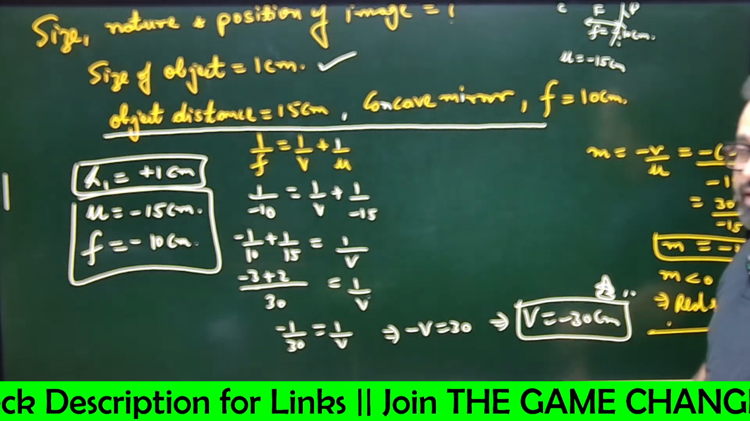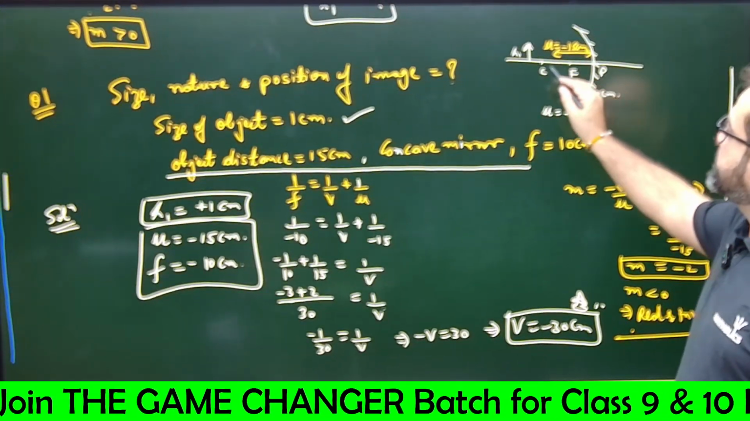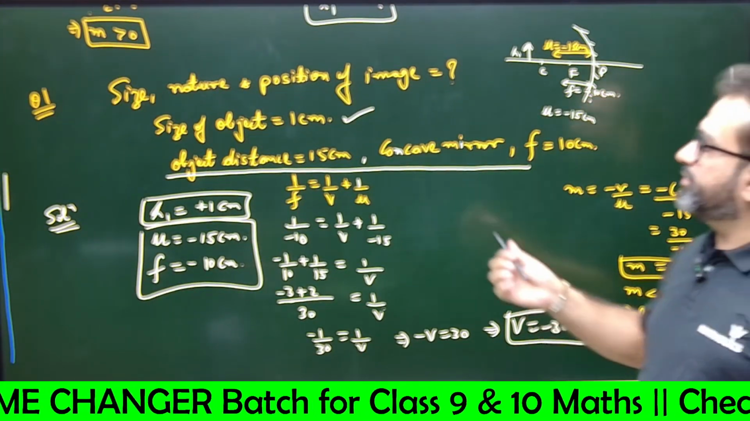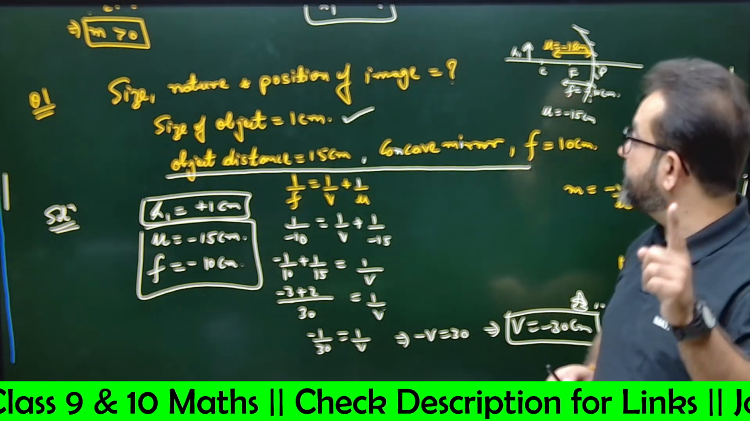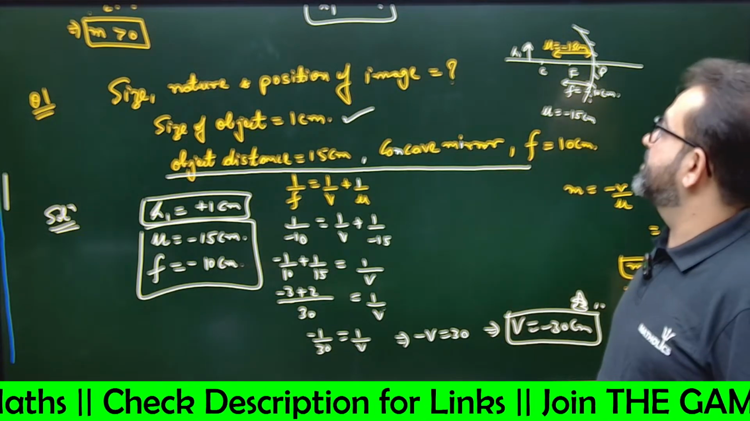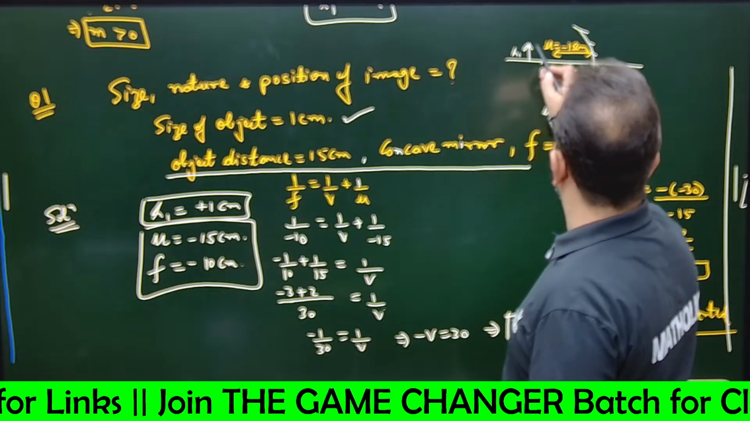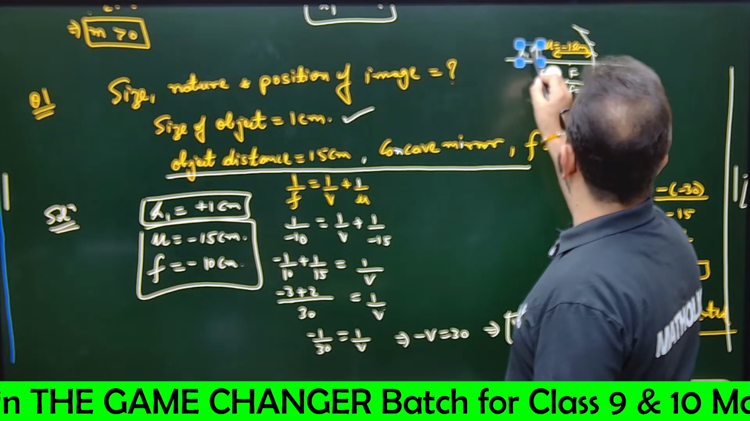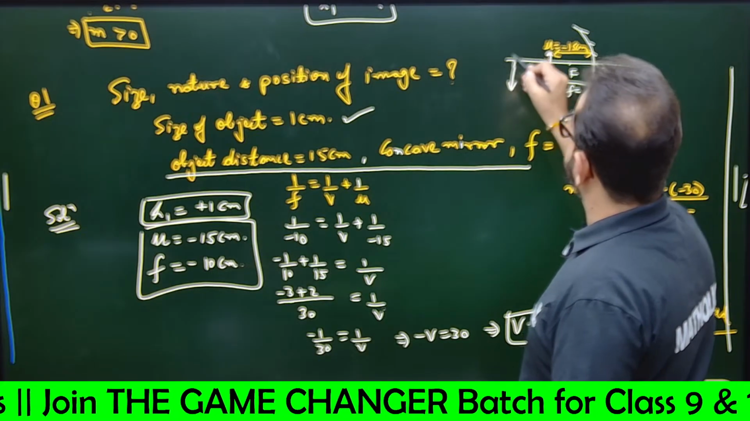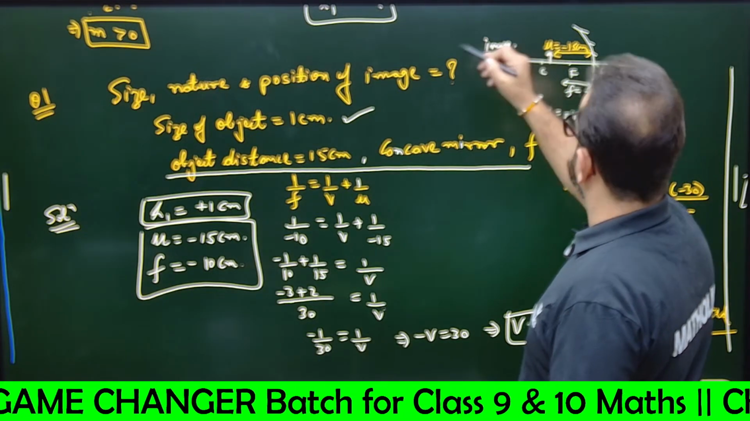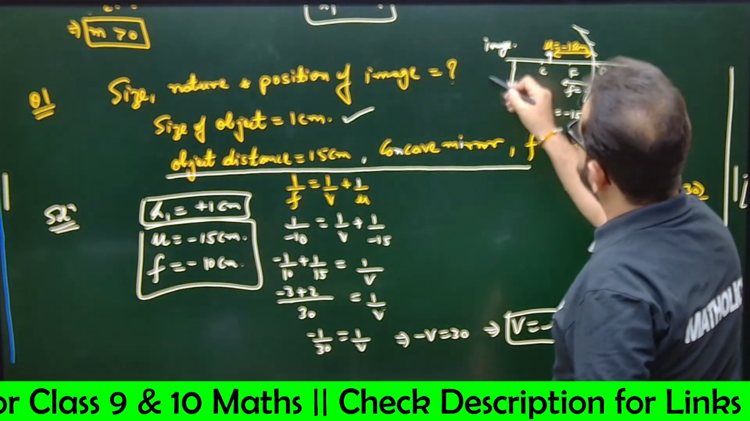That means what? Image is beyond C, beyond the center of curvature. Is this the case? Beyond C, right? This is the image. And we have been given size of object as 1 centimeter. Means H1 is given. H2 is the image. This is H1, right? This is the object. Here the object is placed. This side, this is the image. I have already told you in the image diagram. So if this is the object, this is H1. This will be H2.